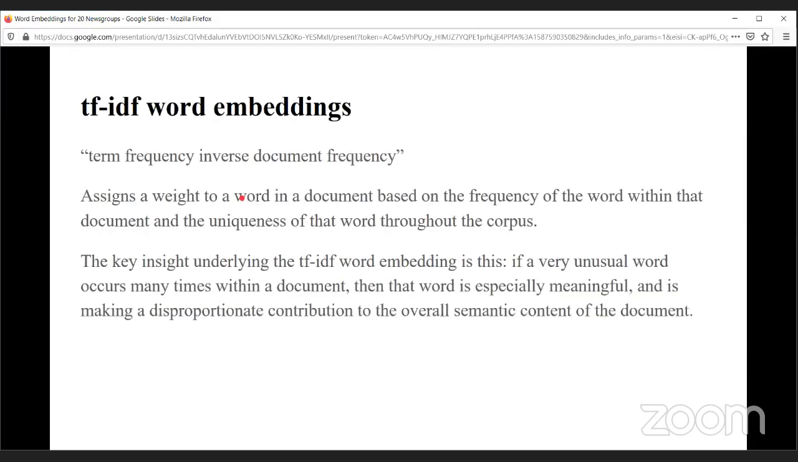Okay, so here's the interesting part of this project, which is the TF-IDF. It stands for term frequency inverse document frequency. What a TF-IDF function does is it assigns a weight to a word based on two things. One, how often does that word occur within a document? And second of all, how unique is that word throughout the corpus? The key idea is this. If your document has many instances of a very uncommon word, then that particular uncommon word is probably really meaningful and can probably tell you a lot about what's going on inside your document.